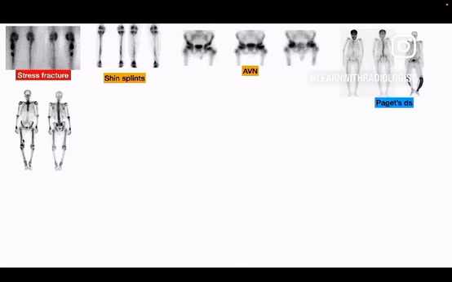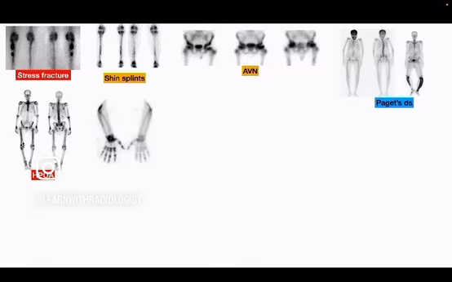But this type of uptake is seen more in the cortex as compared to the medulla, and on the 2D image we will see two parallel lines of increased uptake, and this is known as a tram line sign, seen in hypertrophic osteoarthropathy, which is a complication of any thoracic or abdominal neoplasm. The diffuse uptake in the unilateral hand can be seen in reflex sympathetic dystrophy.